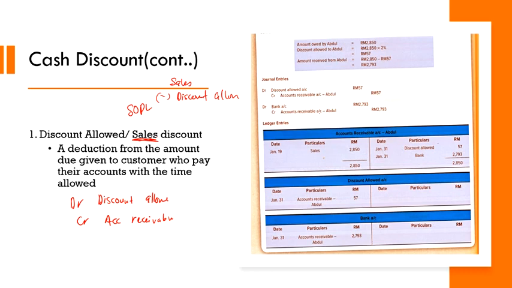So sekarang ni, macam mana boleh jadi ni journal entry debit discount allowed credit account receivable ni? Because discount allowed is your expenses. Okay, discount expenses. So whenever expenses increase, we need to debit it. So that's why we debit discount allowed.